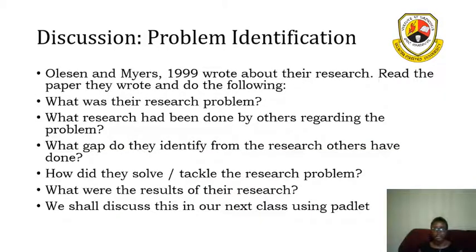Attached to this section is a piece of work done by Olafin and Myers. It was research they did in the United States. Read through each chapter. Try to identify what their research project was, what other research has been done by others, what gaps they identified, and how they solve them.